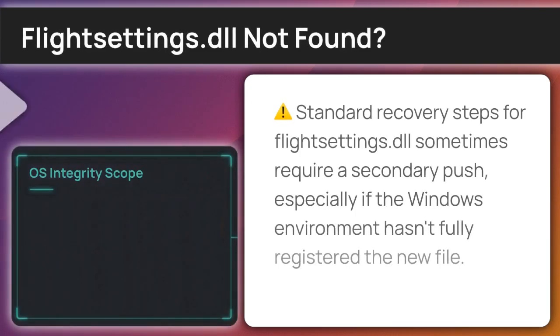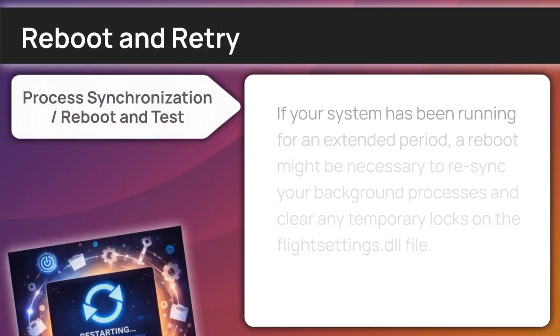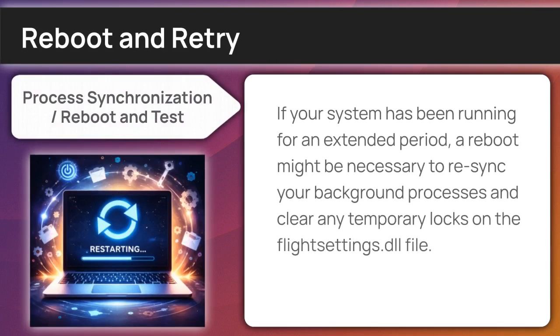Should the reinstallation fall short, the next step in our protocol is to validate the integrity of your system's startup environment. A quick reboot can determine if the error is transient. While it won't fix a deleted file, it can re-establish the connection between your software and the Flightsettings library file if the path was temporarily busy.